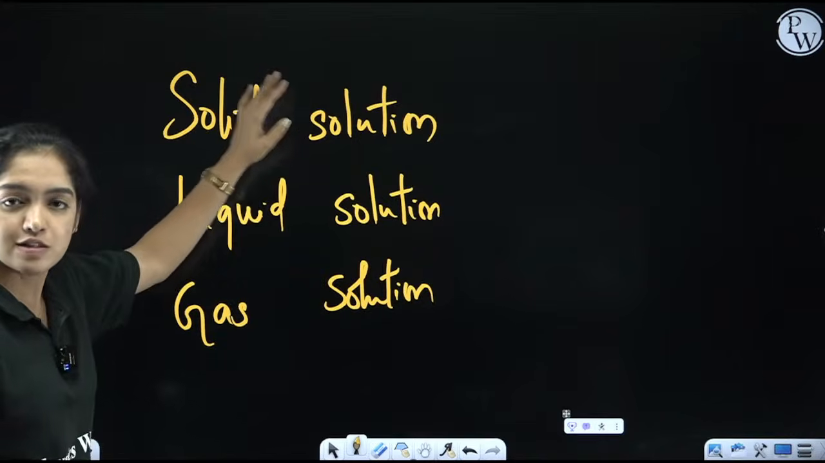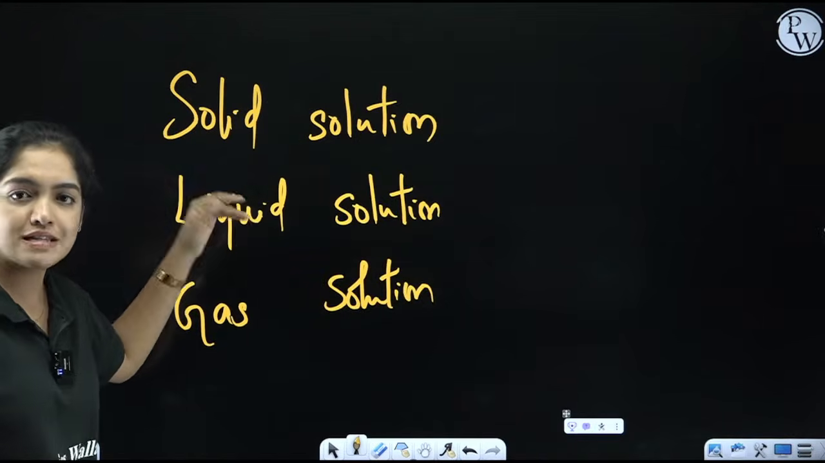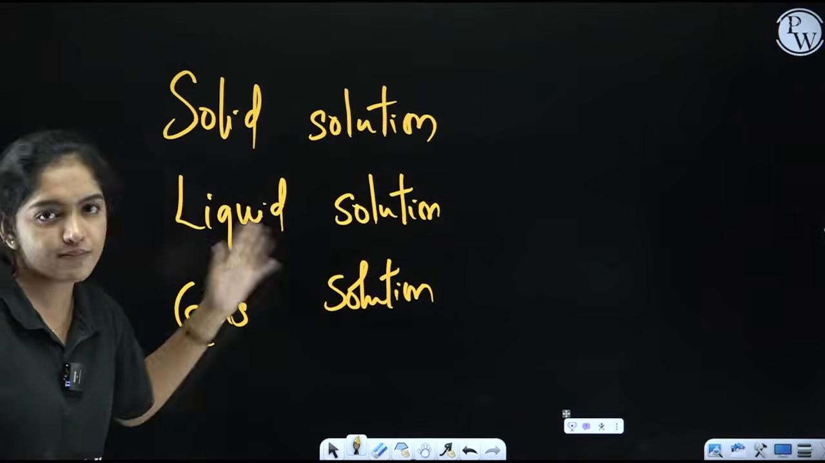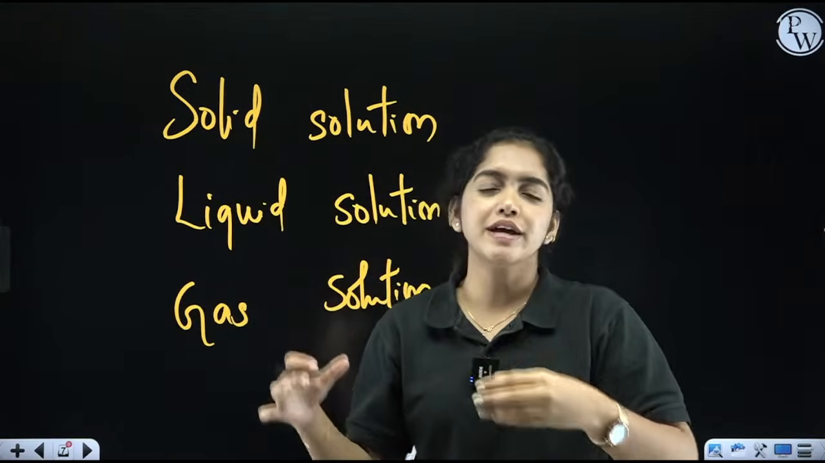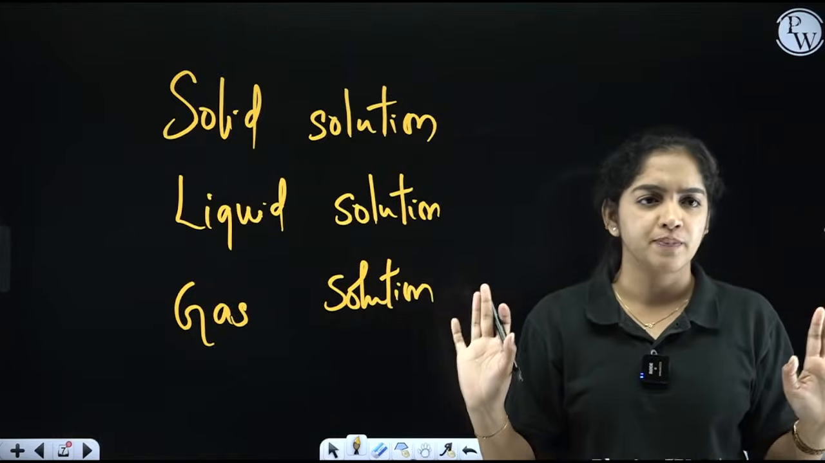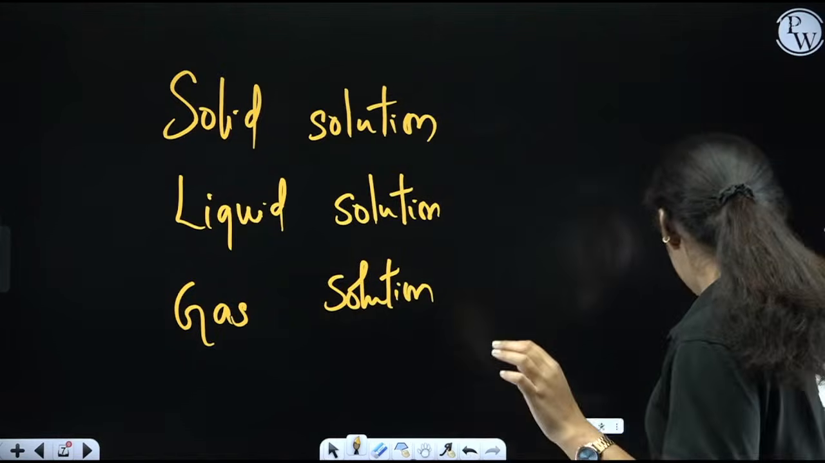Solid solution, the solvent will be solid. Liquid solution means the solvent will be liquid. More quantity will be liquid. Then gas solution means what? Gas will be the solvent. And the solute can be different. It can be solid, liquid or gas, anything. Got it? Okay, then we can go to the table again.